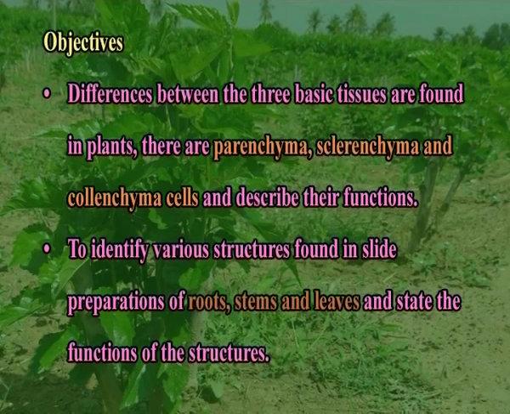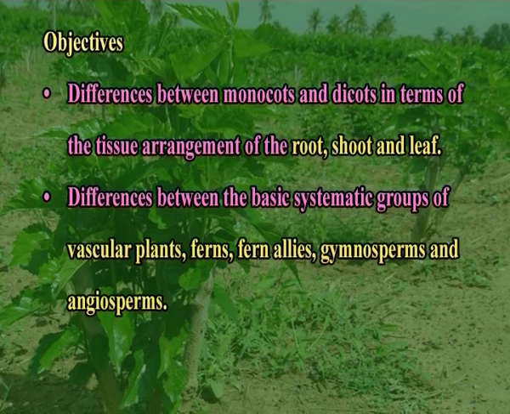Objectives: To find the differences between the three basic tissues found in plants. There are parenchyma, sclerenchyma and collenchyma cells, and to describe their functions. To identify various structures found in slide preparations of roots, stem and leaves and state the functions of the structures. To study the differences between monocots and dicots in terms of base tissue arrangement of the root, shoot and leaf.